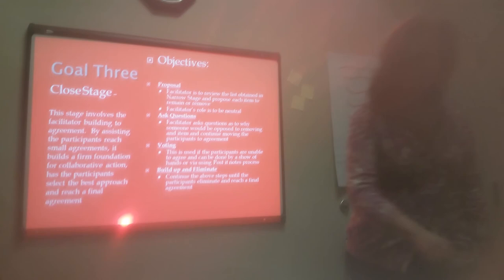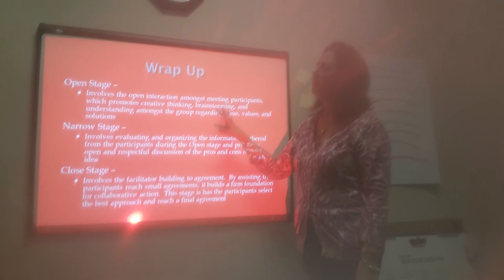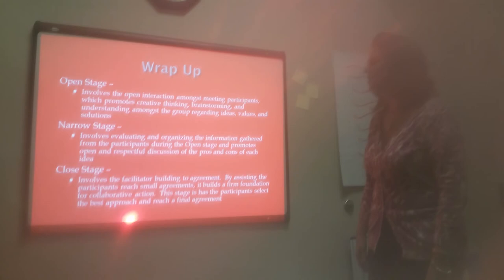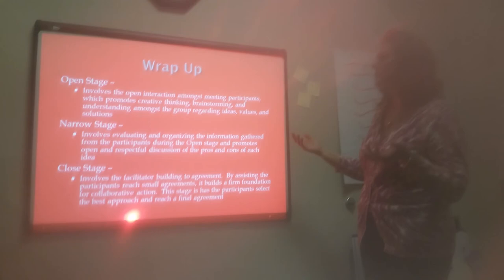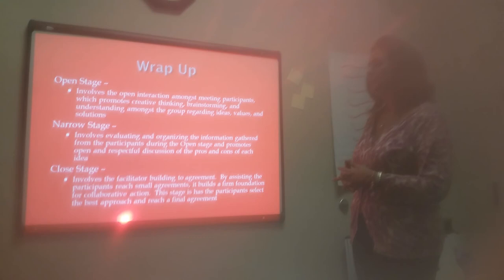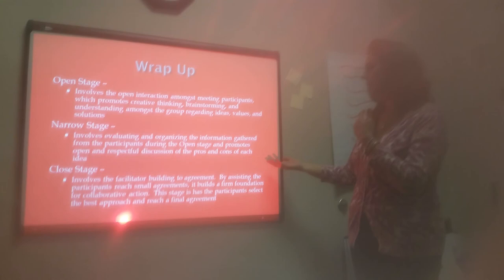So, to wrap up what we've learned this afternoon, there are 3 stages that you must facilitate through in an effective meeting. The open stage, which involves the interaction amongst the meeting participants, again, promotes that creative brainstorming and understanding amongst the group regarding all the ideas that have been placed up on the board. Again, the narrow stage is evaluating and organizing and doing the N over 3 process, and promotes open discussion again about what the pros and cons are of each idea.